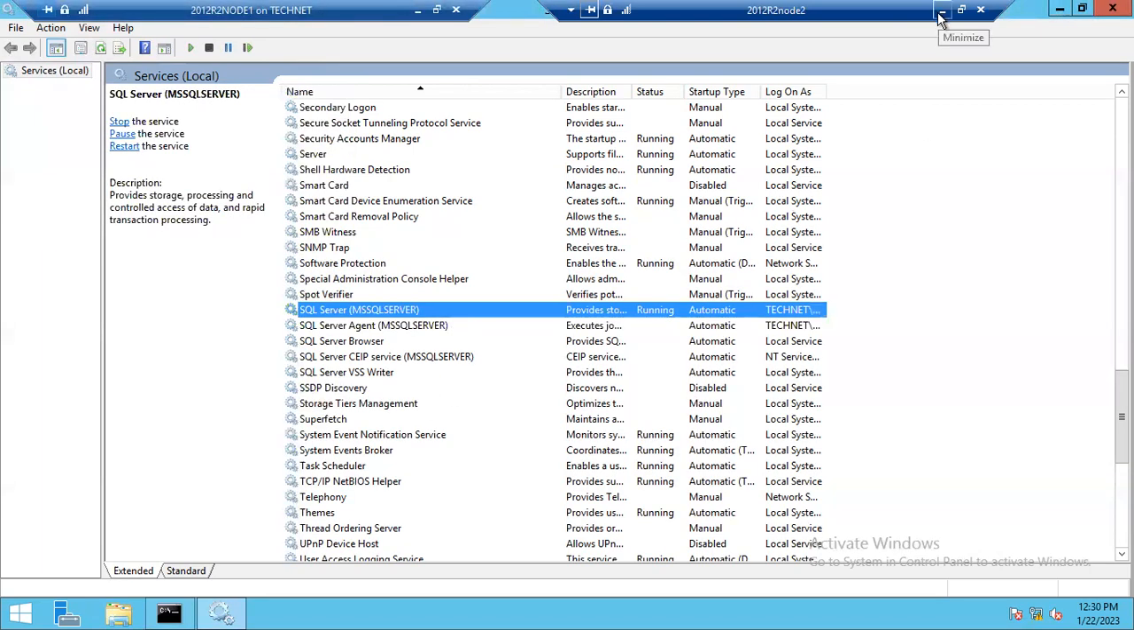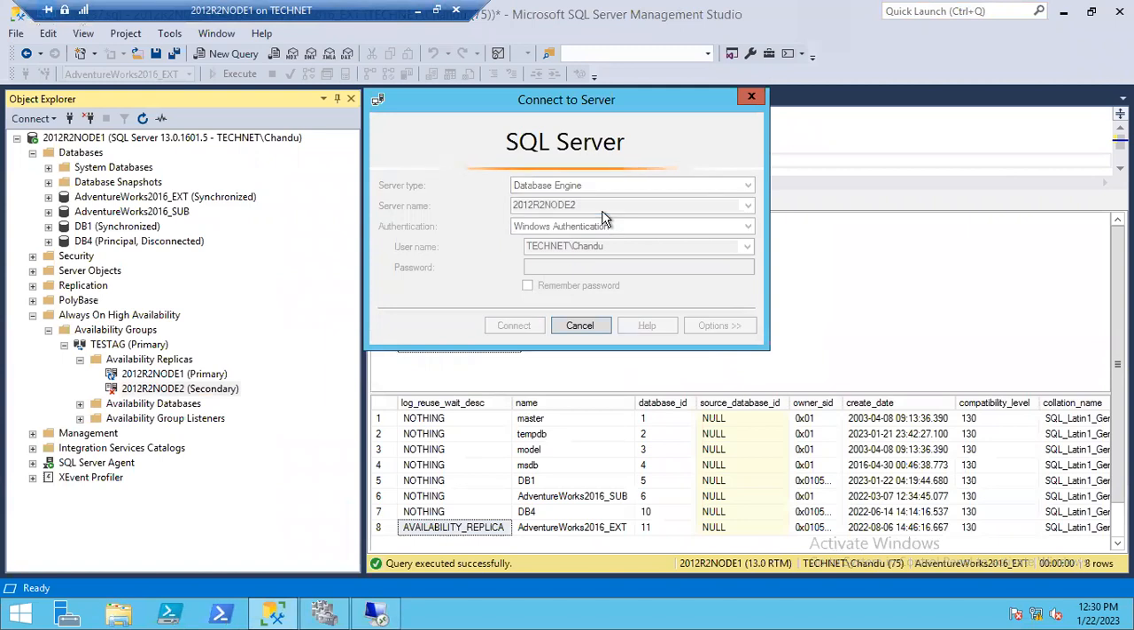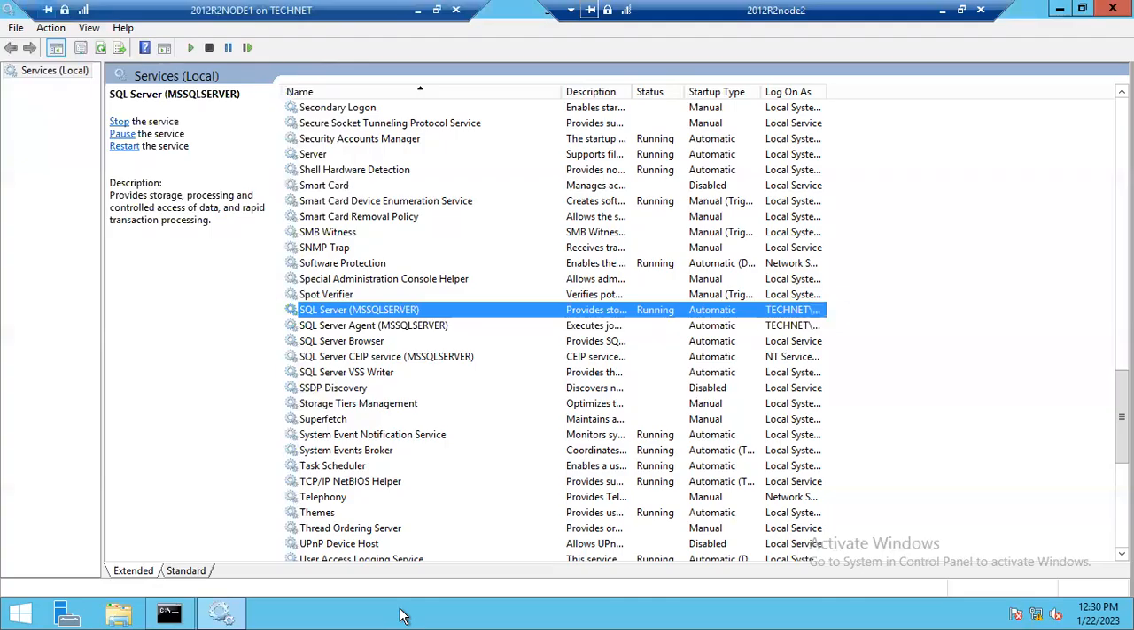Okay, let's see if I can connect to node 2. This is just to see if I'm able to connect. Still, I'm unable to connect, definitely. And if I refresh here, the service is in stop state, right? The problem here is that the SQL service is not stable. It keeps on stopping on its own. Now let's go ahead and see the SQL error log.